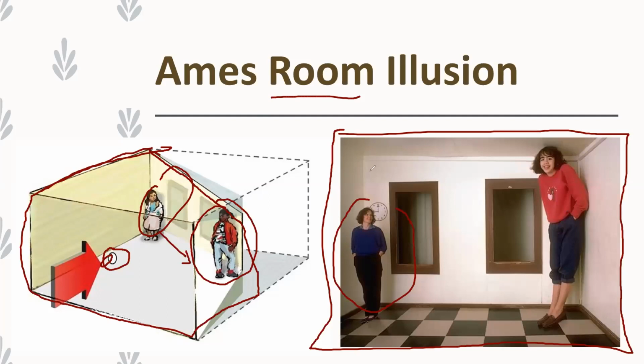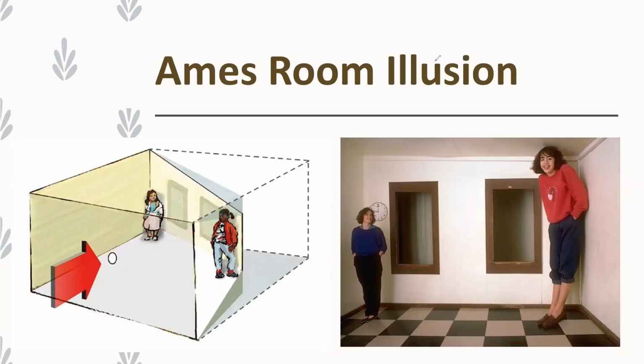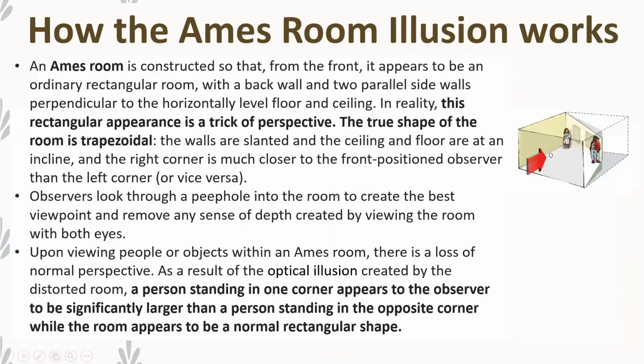The only thing is the ceiling is actually a lot higher on this side of the room, and so it makes the person look smaller than they actually are. And it's a lot lower on this side of the room, so it makes the person look a lot bigger than they actually are. Okay, so that's the Ames room illusion, and that's basically all explained on this slide.